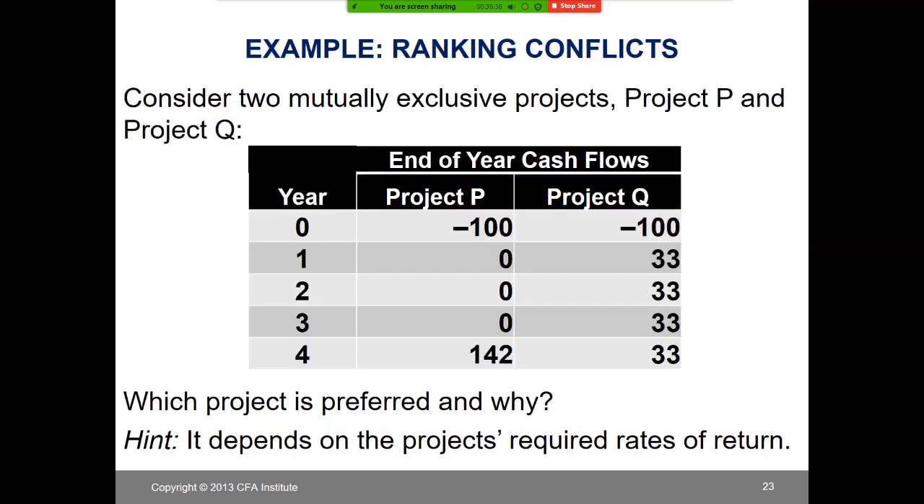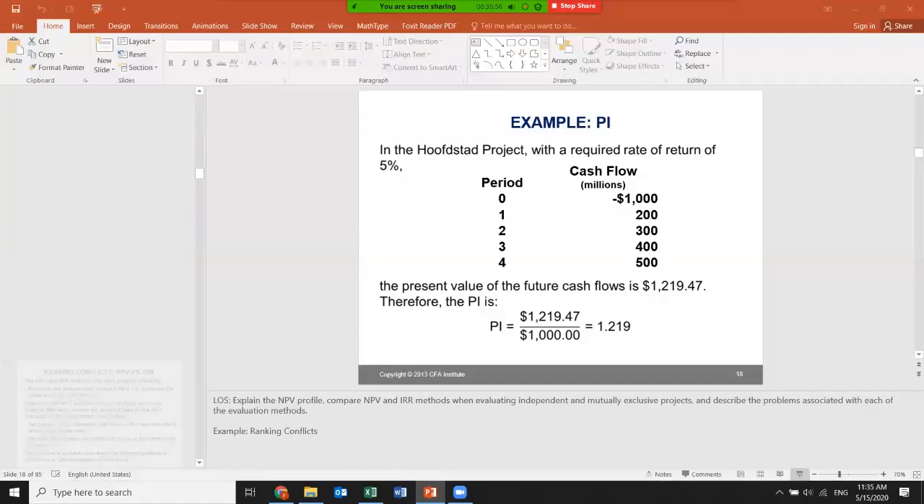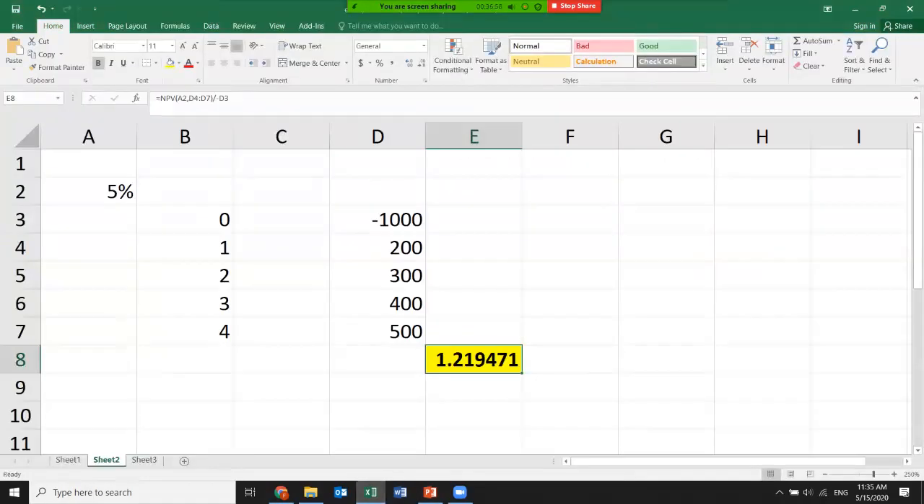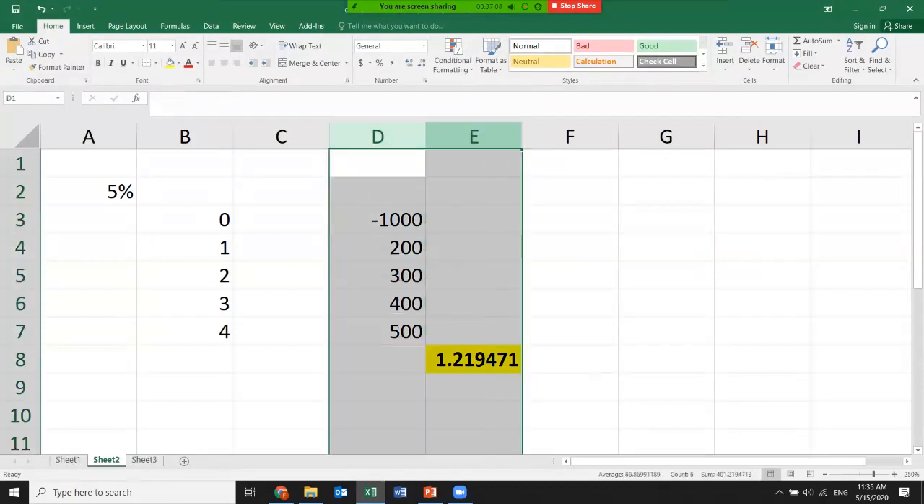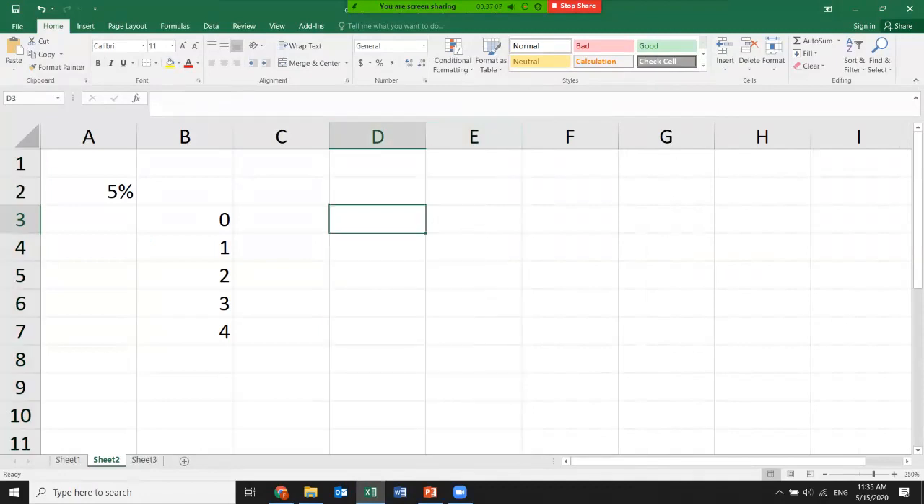Okay. Now, this project is given. Now we have a scale issue here, a scale problem. Because you see here, we don't receive anything, but here we receive equal amounts every year. But at the end, in the fourth year, we receive 142. Let's do it in Excel. Can you see the Excel? Yes. I didn't apply anything yet.